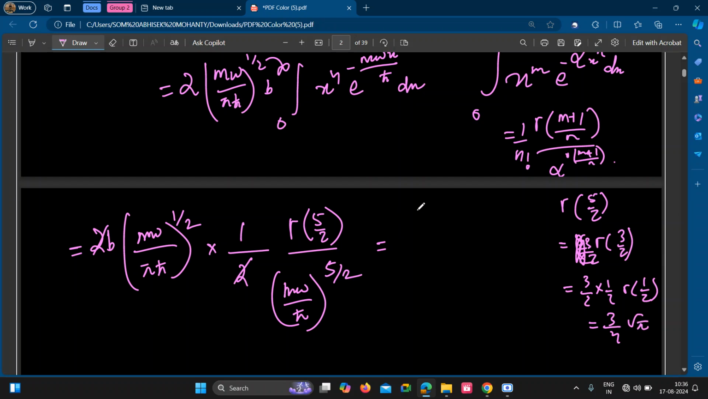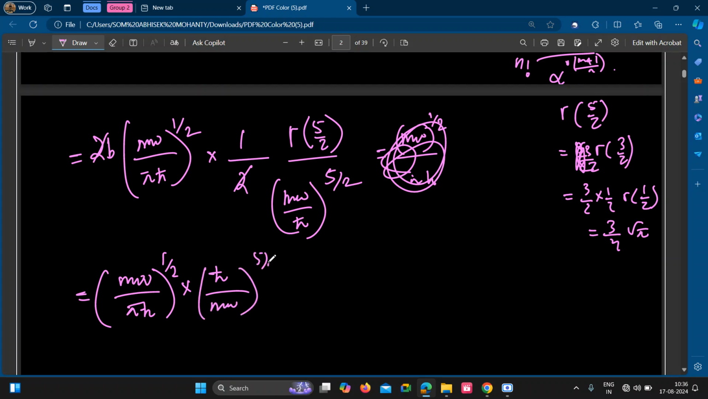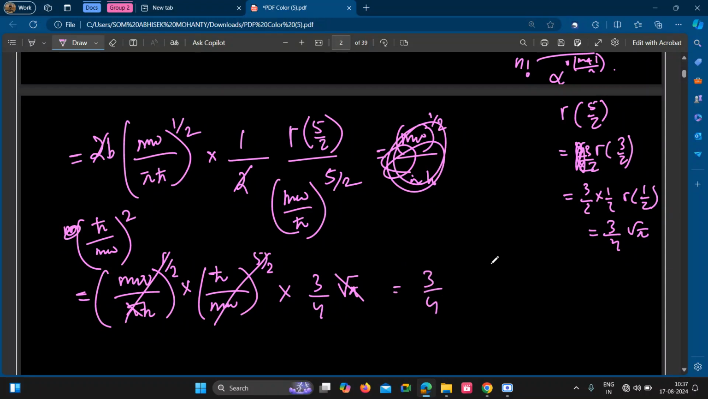So 3 by 4 root pi. So write down (m omega by pi h cut) to the power half, into this will go up (h cut by m omega) to the power 5 by 2, into 3 by 4 root pi. So root pi cancelled out, and this whole thing will cancel out with this one. It will give me (h cut by m omega) to the power 5 by 2 minus 1 by 2, that is 2. I hope you understand this. This is a basic thing, so I won't explain it.